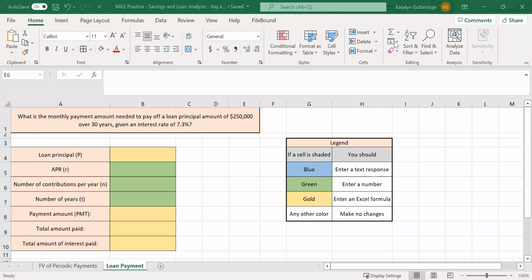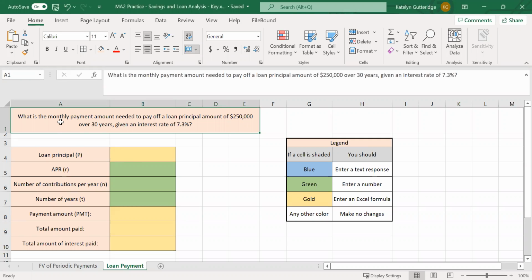Hi class, let's look at finding the monthly payment in Excel. This is going to go over how to find the monthly payment amount you need to pay off a loan or to have a certain amount in your savings account. We want to find the monthly payment needed to pay off a loan principal amount of $250,000 over 30 years, given an interest rate of 7.3%.